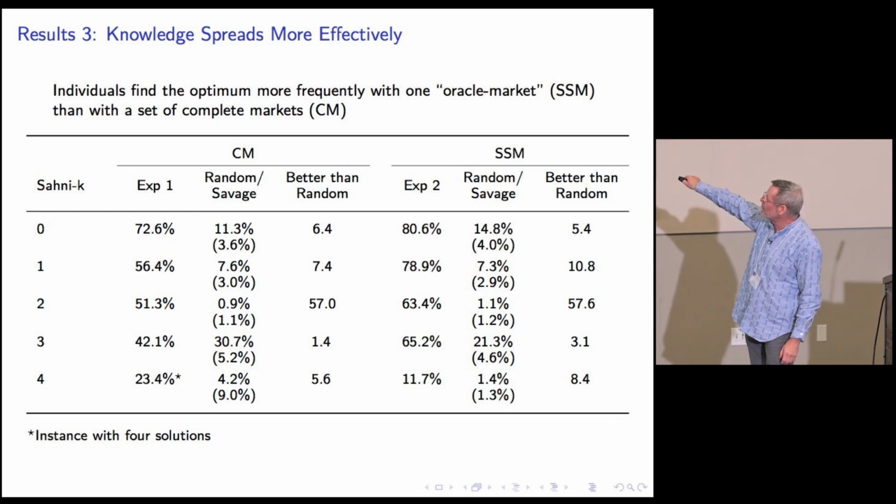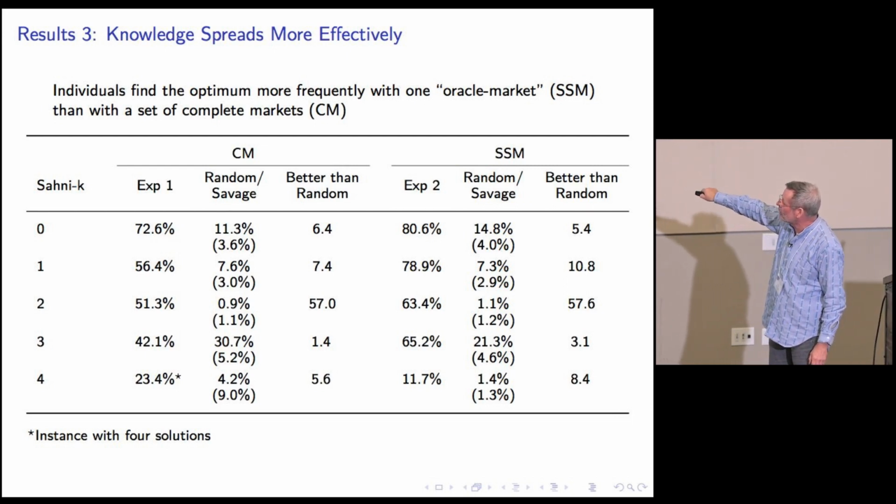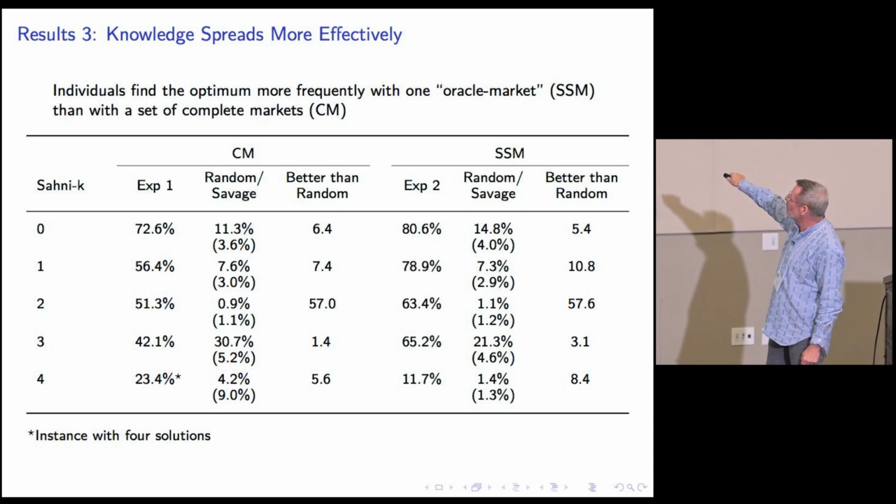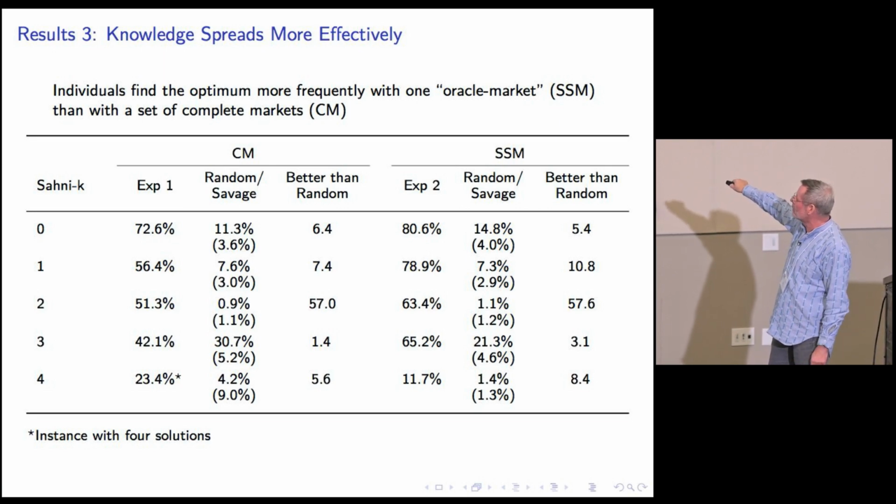Right, so this is the complete markets, the first experiment, and you can see, as a function of sonic K, that the percentage of people who actually find the optimal solution goes down. In the single market, that is our Oracle market, it's much higher, as you can see. There's one exception here, but that has to do with multiplicity of solutions.